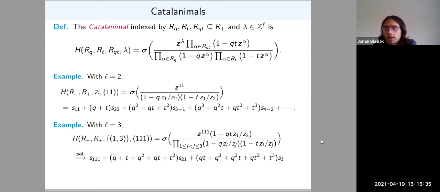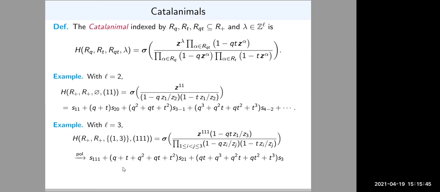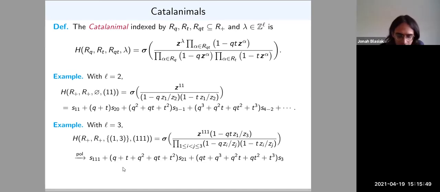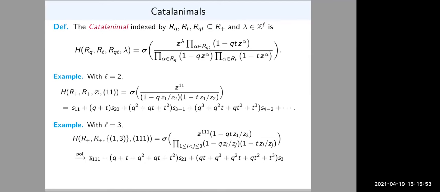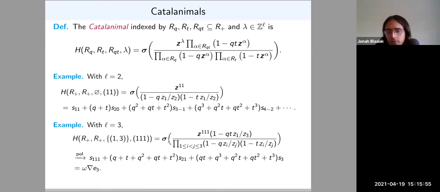And some of you may recognize this. Well, do any of you recognize this? Yes. I can only see a couple of you. But is that a modified Macdonald polynomial, maybe? Not quite, but you're in the right ballpark. So it's actually omega nabla E3.